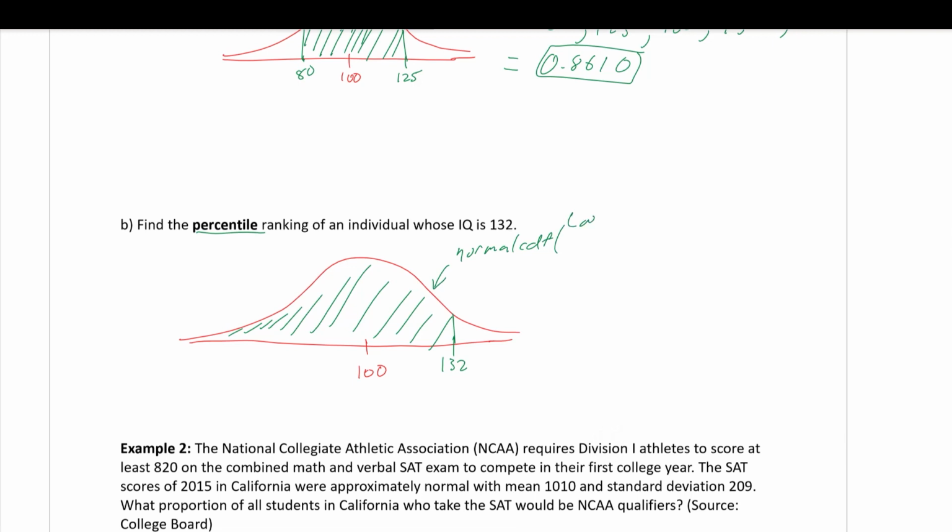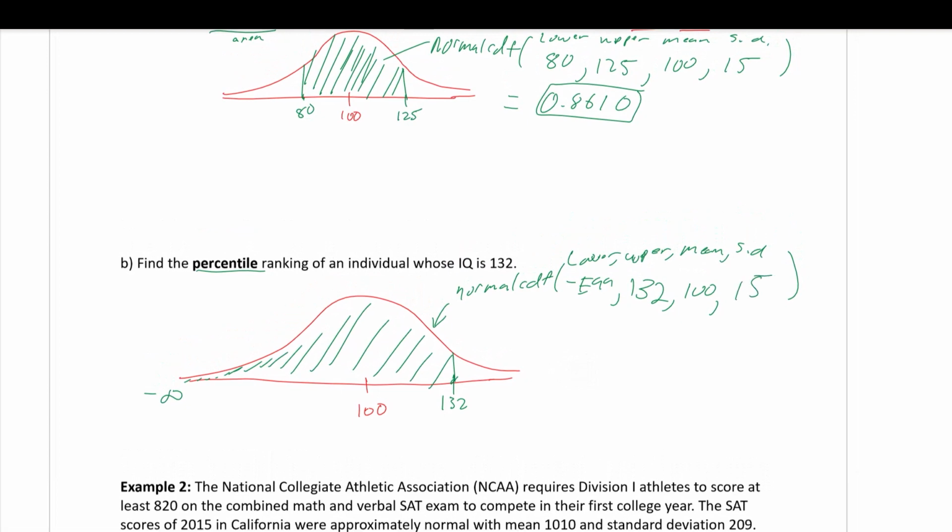We have the lower, upper, mean, standard deviation. Okay, lower. There's no bound to this left side, right? It goes all the way to negative infinity, so that's negative E99. Upper, well, upper would be all the way up to 132. The mean is 100. And again, the standard deviation is the same as it was before, 15.